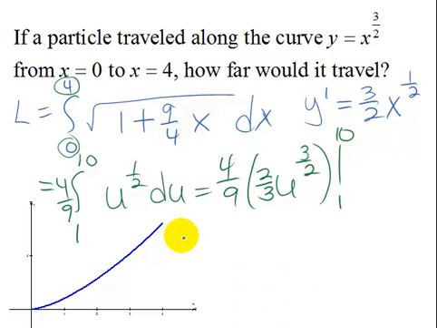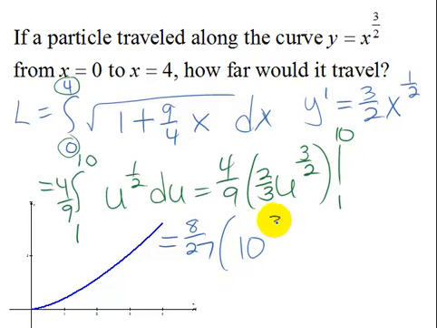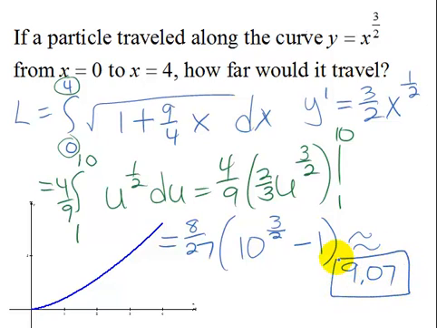So let's go ahead and do that evaluation. We can go ahead and combine these. So it looks like I get 8/27, and then I would have 10 to the 3/2 minus 1, because of course 1 to the 3/2 is just 1. And then if we wanted to know the length of this, we would likely then put this in the calculator so we could see what it is. So it looks like this is approximately 9.07, whatever our units are.